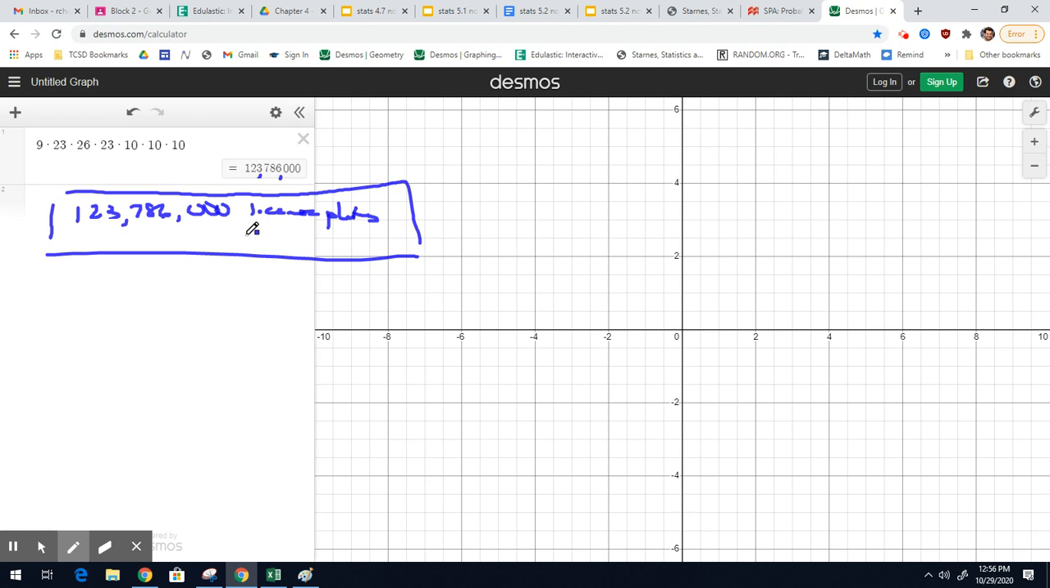That was objective 1 on the fundamental counting principle or the multiplication counting principle. Permutations is coming up next.